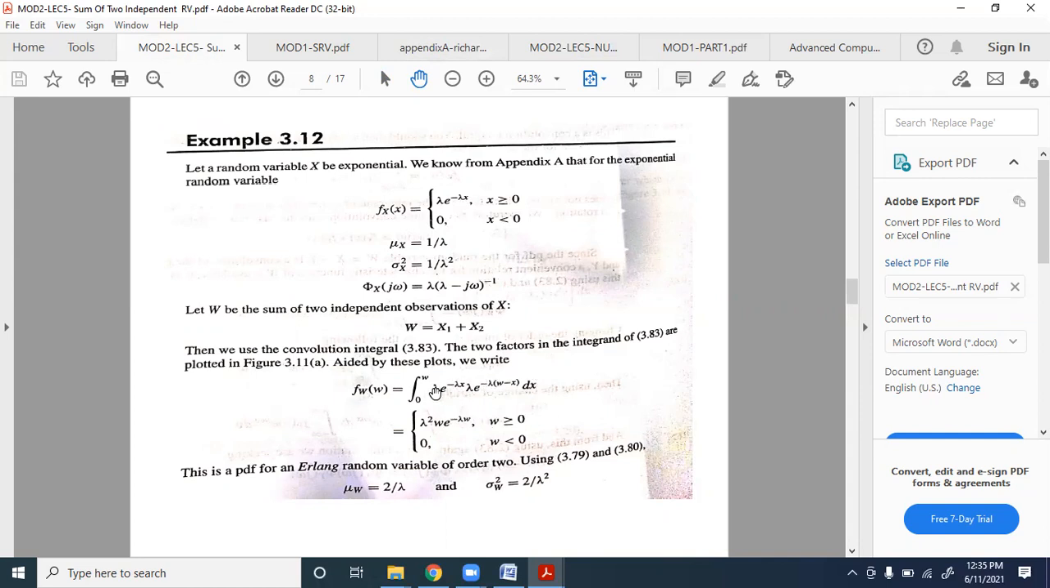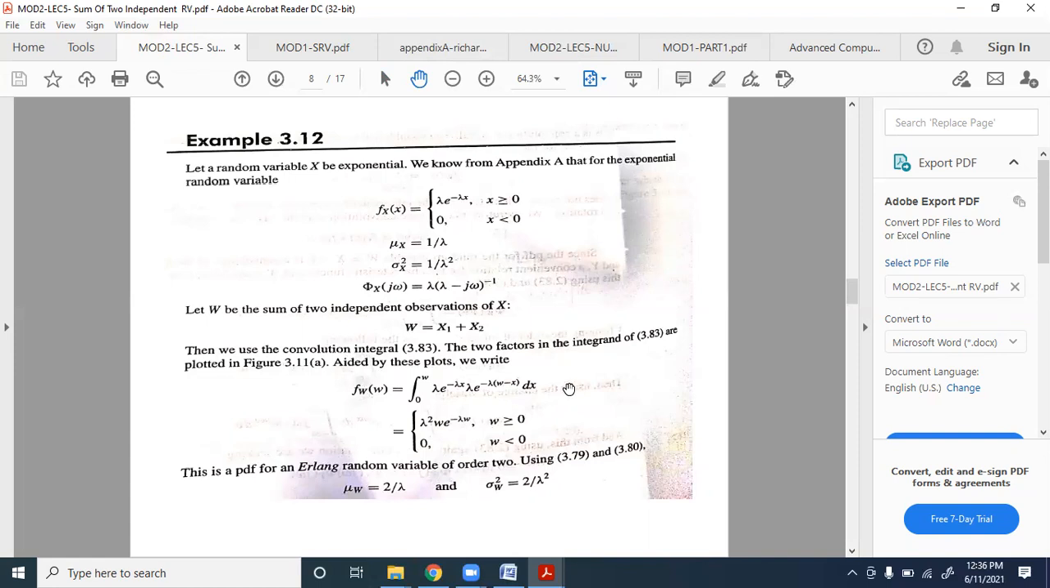So having written this, lambda into lambda will be lambda squared, that you can take out. And this, if you try to merge, you will get e to the power of minus lambda w, because minus lambda x and plus lambda x are going to cancel. The powers get added up, and we are left with e to the power of minus lambda w. So lambda squared into e to the power of minus lambda w, integral 0 to w dx.